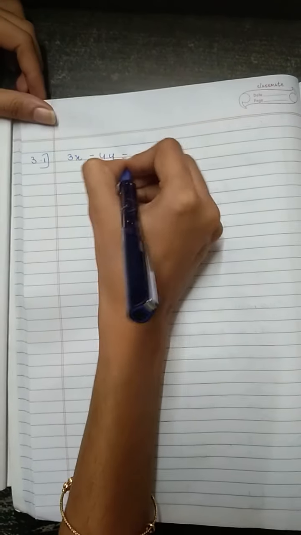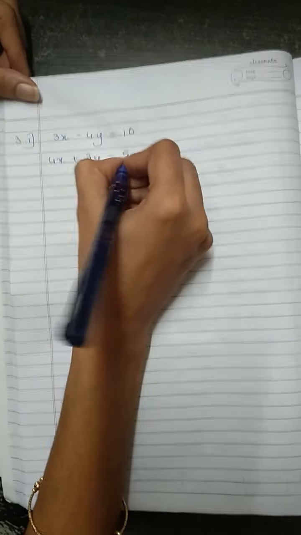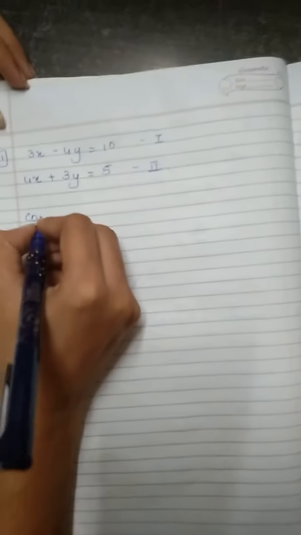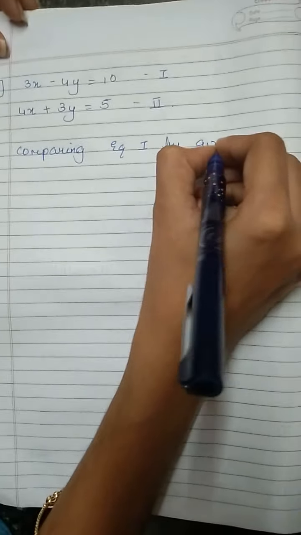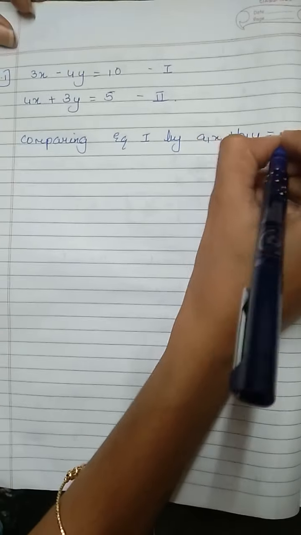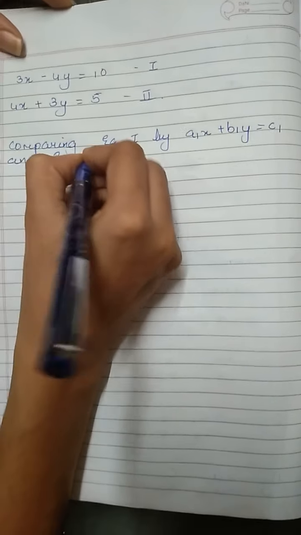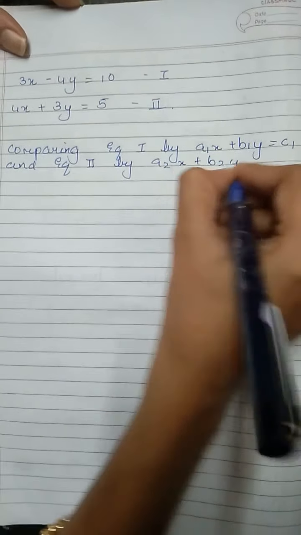Example, practice set 1.3, third question, first one. 3x minus 4y is equal to 10. 4x plus 3y is equal to 5. This is equation 1 and this is equation 2. First, compare equation 1 with a1x plus b1y is equal to c1. This is our general formula. And compare equation 2 with a2x plus b2y is equal to c2.